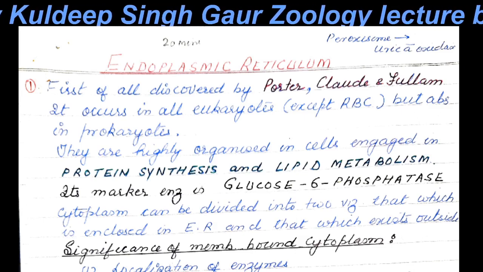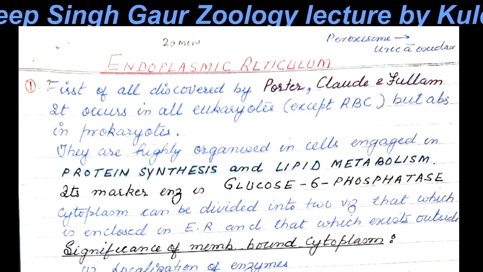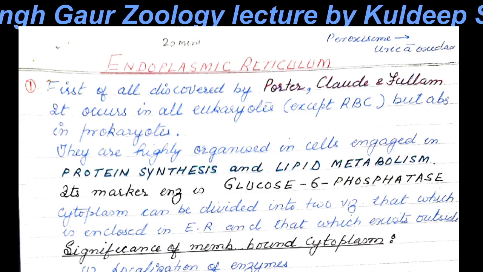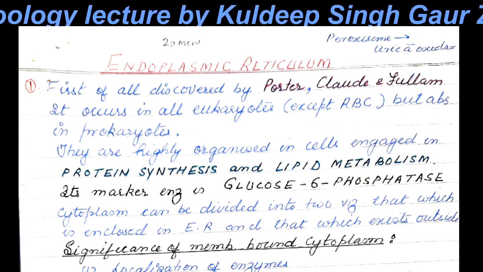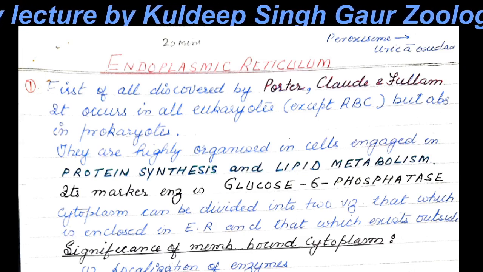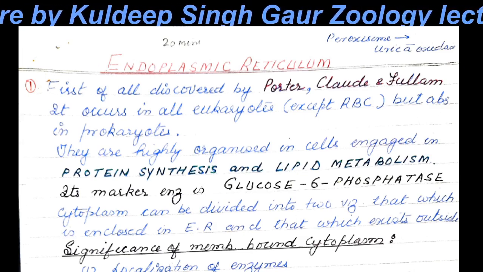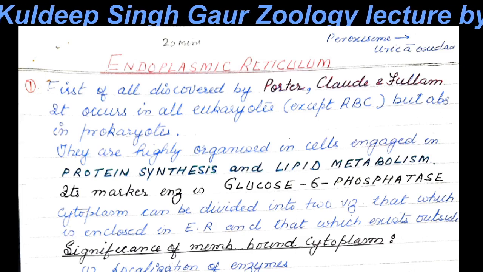They are highly organized in cells engaged in protein synthesis and lipid metabolism. If you wish to identify the endoplasmic reticulum membrane, the marker enzyme is glucose 6-phosphatase.